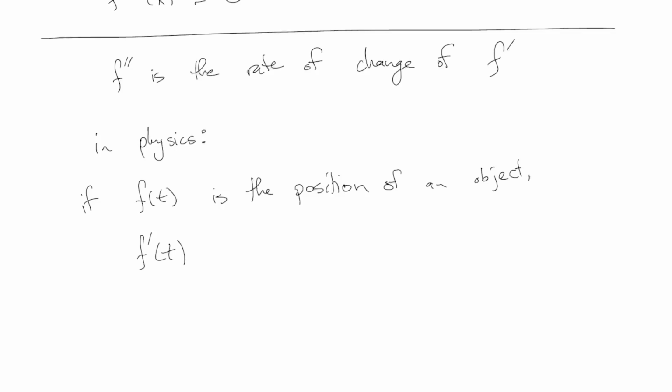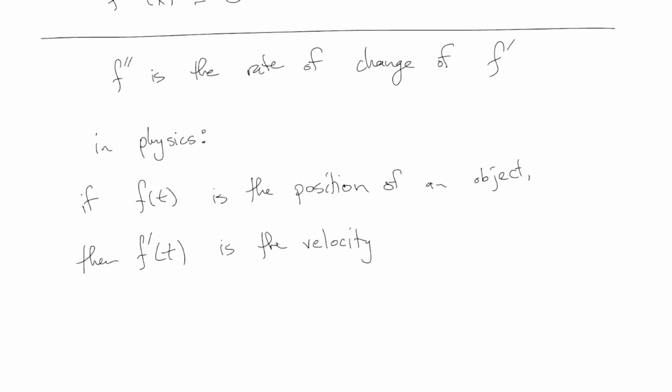Yeah? Velocity. Yeah, that's the velocity. This is just how fast the object is moving through space, right? So f prime of t is the velocity. That is how quickly the position is changing. That means the velocity, how fast it's moving.